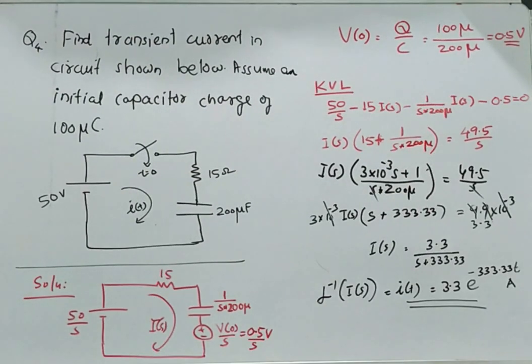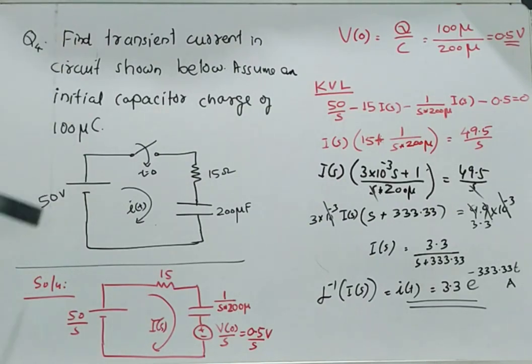In the next problem, let's consider an initial capacitor charge. The problem is to find the transient current in the circuit shown below. Assume an initial capacitor charge of 100 microcoulomb. So this is the circuit.